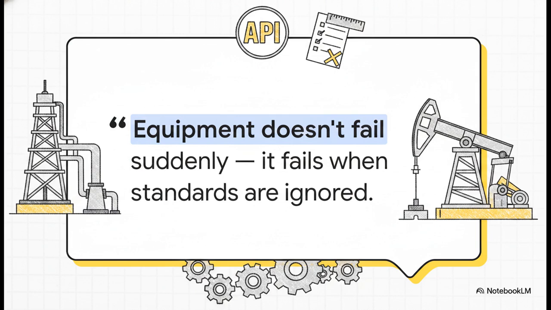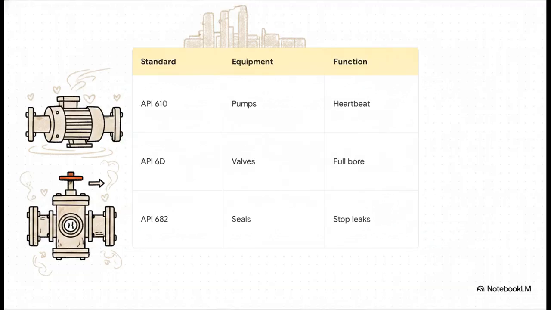They're the absolute, non-negotiable engineering rulebook of the oil and gas industry. They govern exactly how equipment is designed, manufactured, tested, and maintained to prevent catastrophic failures. Let's break down a few of these heavy-hitter API standards. Take API 610, for example.